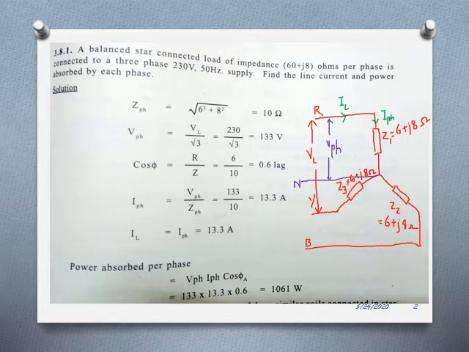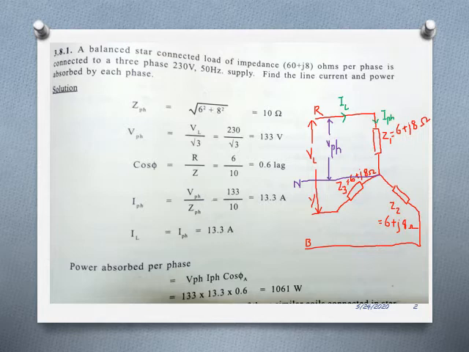A balanced star connected load. It is said as balanced. The word balanced means the impedance of all the phases will be the same in magnitude. So a balanced star connected load of impedance 6 plus j8. It is not 60, it is an error. It is 6 plus j8 ohms per phase. The impedance is per phase, which means in each phase the same magnitude 6 plus j8 ohms will be present. Why? Because it is a balanced star connected system.